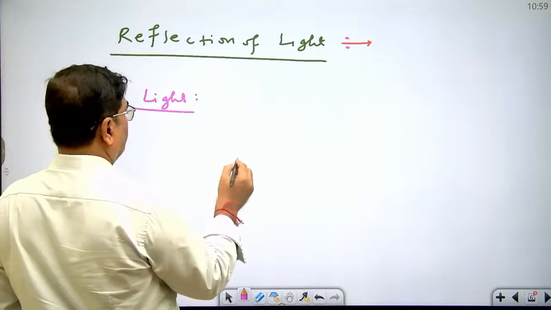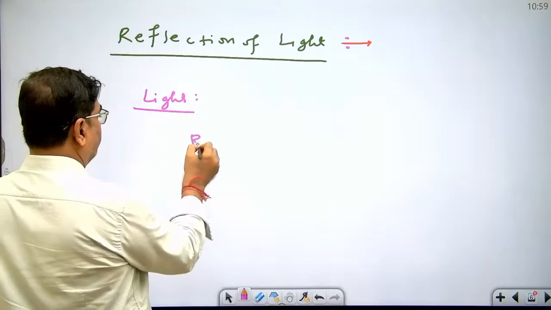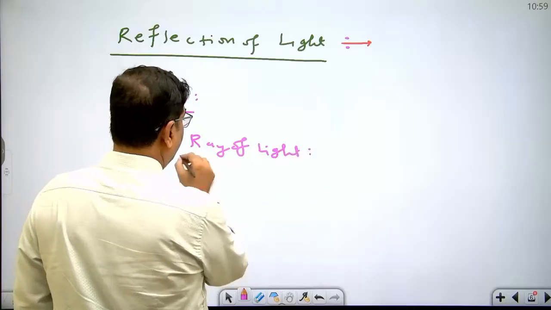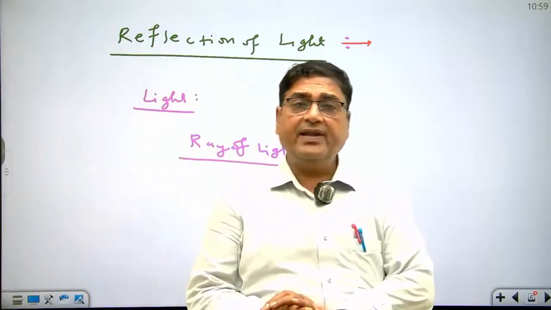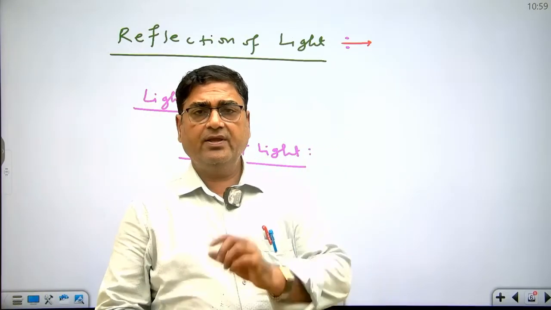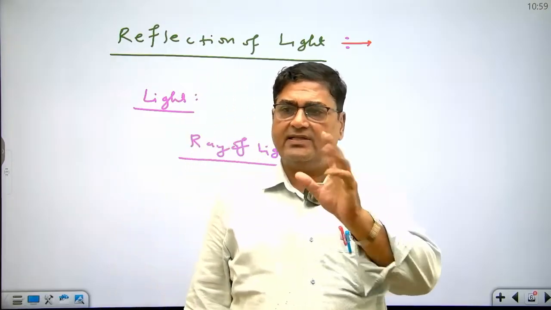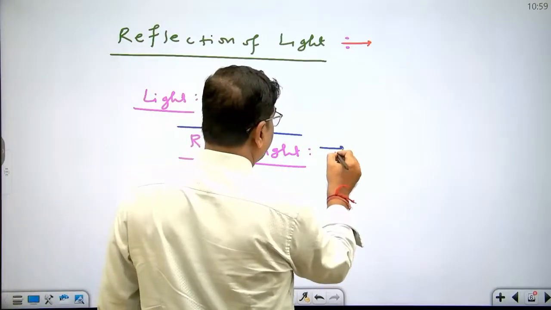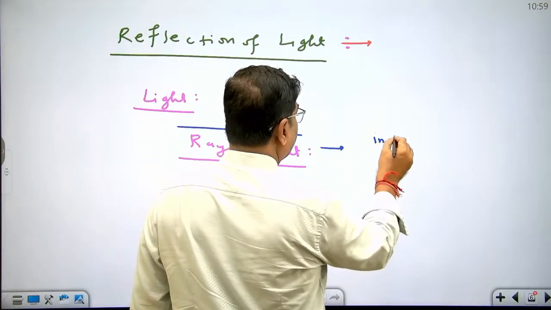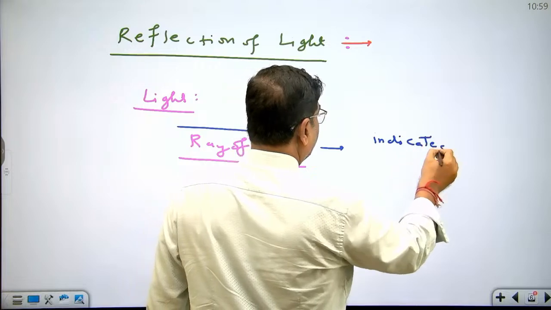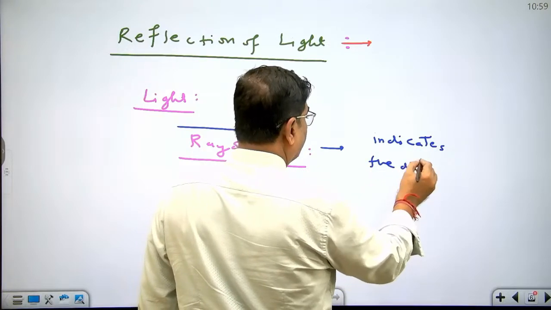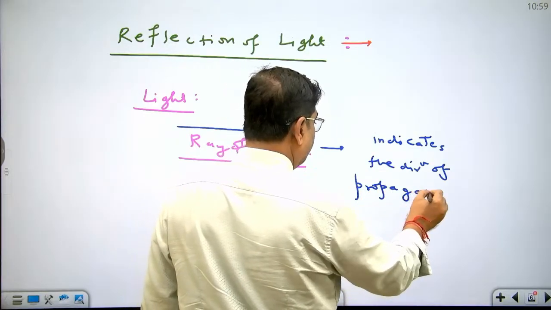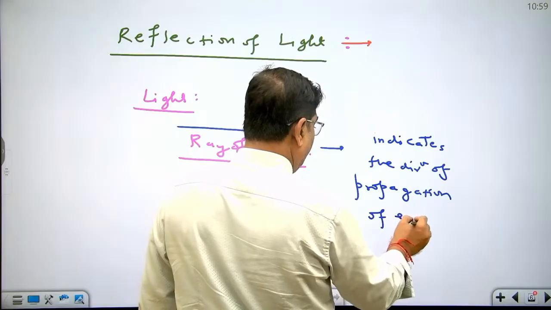Okay. And dear student, what is ray of light? A ray of light simply indicates the direction of propagation of energy.